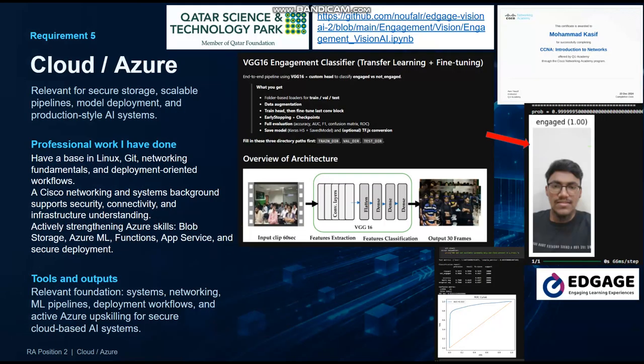The other requirement is cloud and Azure. Over here at QSTP, once these models were deployed on TensorFlow, we had to put them on Azure. The company I was working with was called EdGauge. It was an educational company, and they wanted to monitor the behavior of students. My role here was AI ML developer, where I had to predict the mood, the behavior, the attention, and the engagement of students. This pipeline had to be deployed on Azure because the company was using Azure for all of its services.